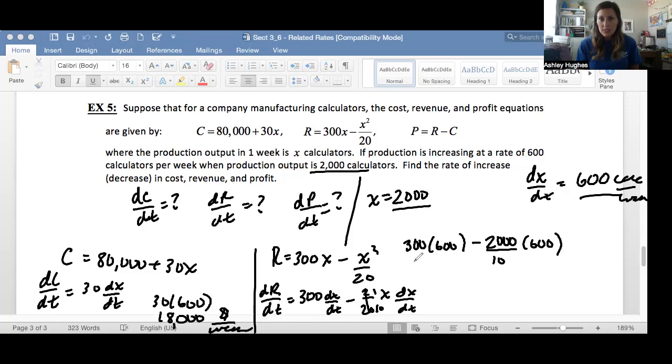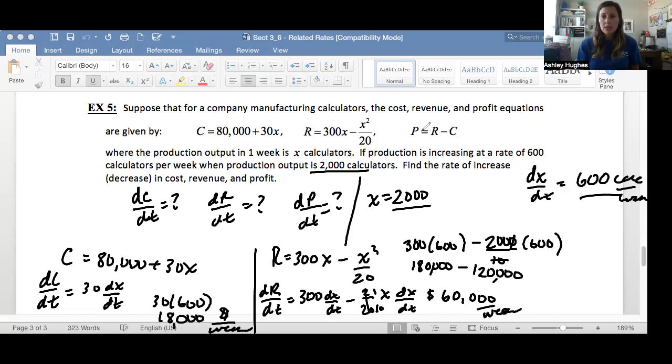Okay, so I got 3 times 6 again, so 18 with 1, 2, 3, 4 zeros, minus this 10 will take away one of those zeros. 6 times 2 is 12, and I have 1, 2, 3, 4. So 180,000 minus 120,000, 60,000 is the difference. So that's the rate at which the revenue is increasing. I'm sorry, that would be dollars per week.